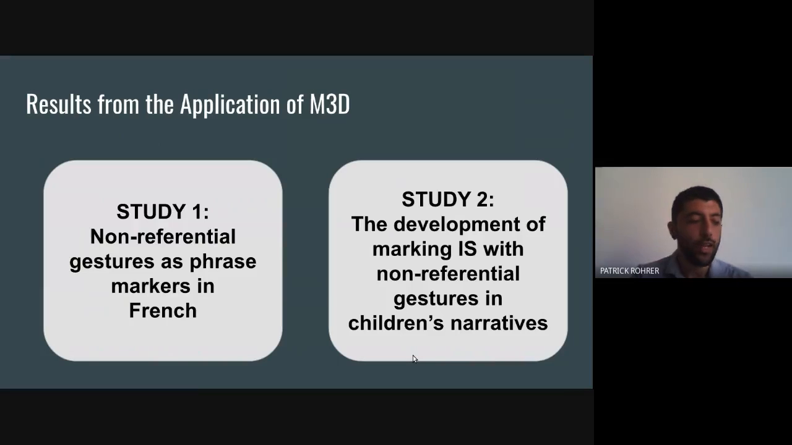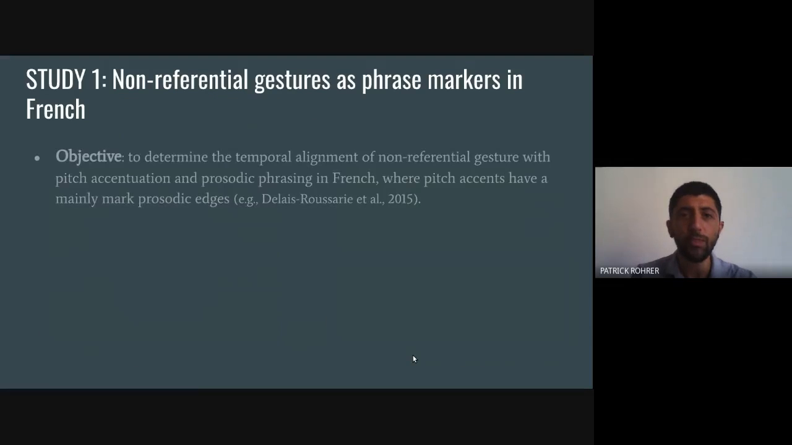All right. So now for the last couple of minutes, I just want to show some results that we've gotten from applying M3D to our corpora. We have two preliminary studies that I'm going to show you. The first one is about non-referential gestures as phrase markers in French. So basically, we wanted to understand the temporal alignment of non-referential gestures with pitch accentuation and prosodic phrasing in French, where pitch accents tend to mark prosodic edges.